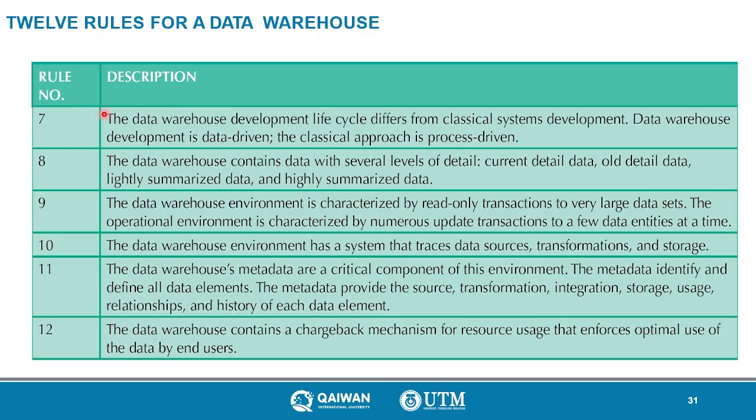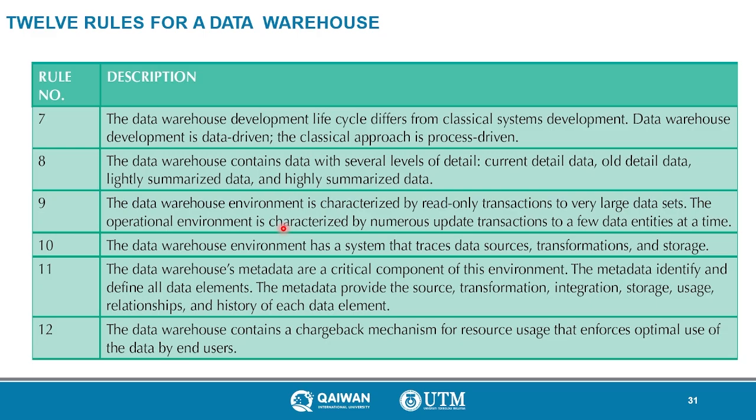Now, rule 7 is that the data warehouse development lifecycle differs from classical system development. Data warehouse development is data-driven, while classical approaches are process driven. Now, the data warehouse contains data with several levels of detail: current detailed data, older detailed data, lightly summarized data, and highly summarized data. And so it has all of the levels.